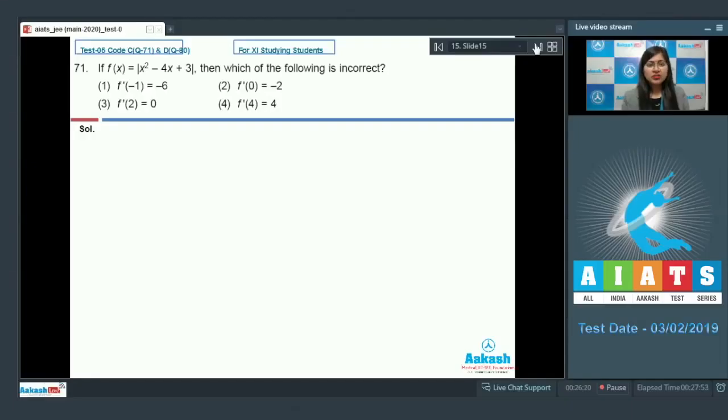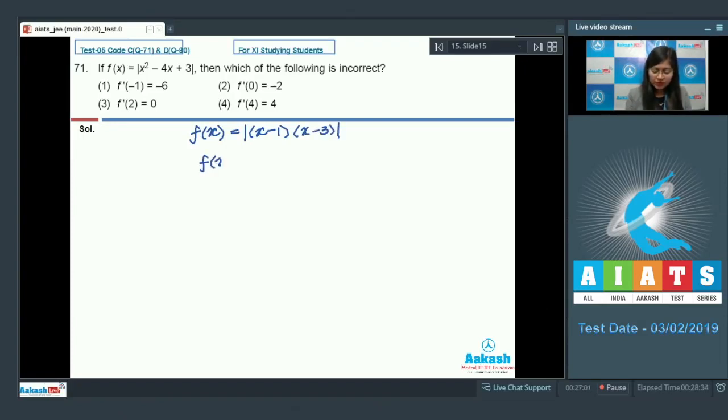Next is question number 71, which says that if f(x) is equal to modulus of x square minus 4x plus 3, then which of the following is incorrect? Now in the options it has been asked about f dash x, right? So firstly, making the factors of the quadratic, we can write f(x) as modulus of (x minus 1) into (x minus 3), right?